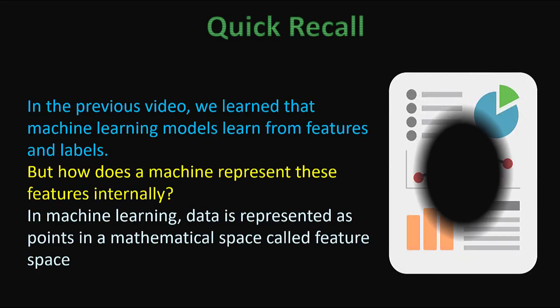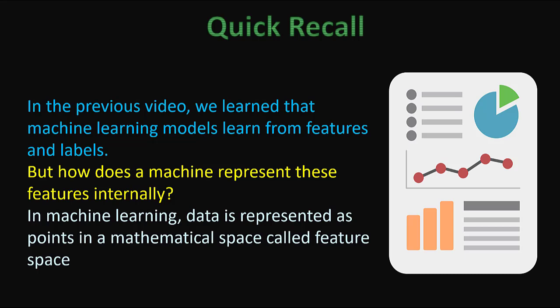So let us have a quick recall of what we did in the previous session. In the previous video, we learned that machine learning models learn from features and labels. Features are of course the input and labels are the output. But how does a machine represent this internally? That is what we are going to study in this video. In the previous video, we studied what data, features, and labels are. Now we'll see how these things are represented internally.